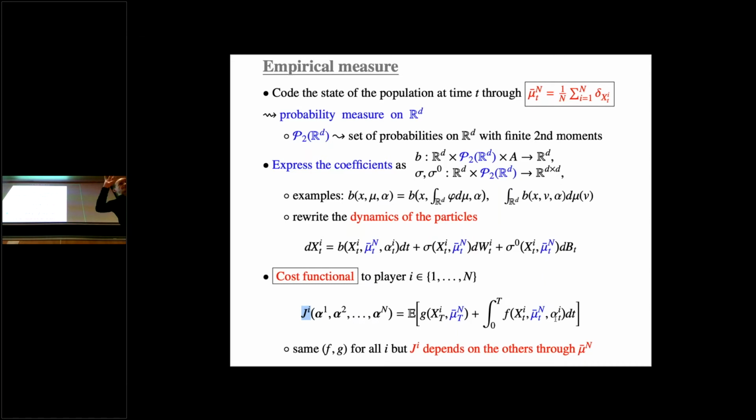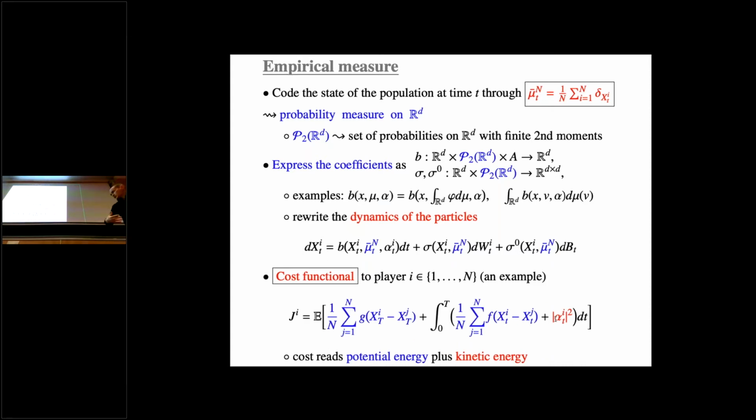But now the key point is that in the cost, you see the others through the state of the population. So I insist on the fact that even if B and sigma naught do not depend on the state of the population, J^i depends on the choices of the others, so on the other actions, because G and F do depend on the state of the population.